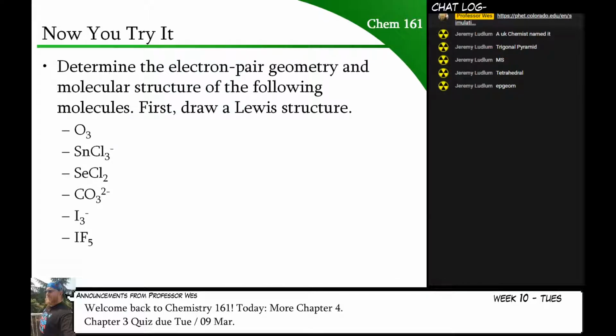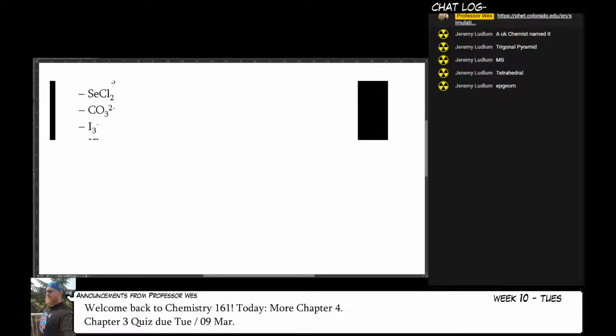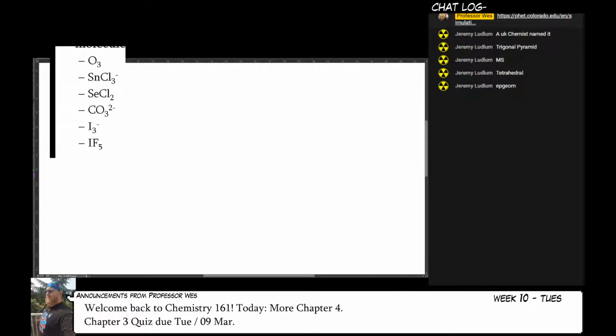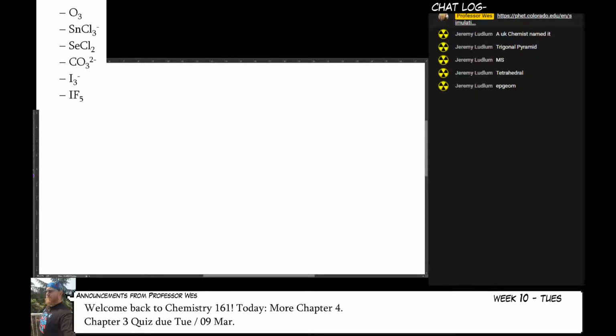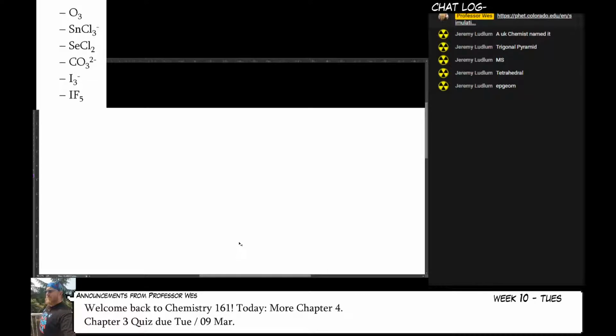All right, so let me go over here. All right. So I'm going to just draw the Lewis structures real quick, since you should know how to draw a Lewis structure by now. So, actually, let me... That's not what I wanted. What scrolls? There we go.